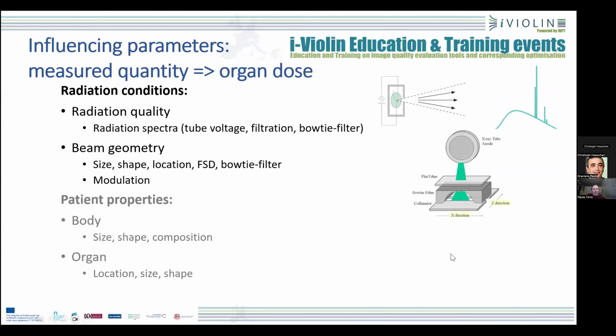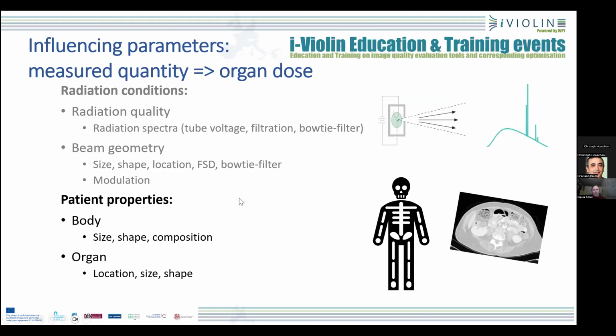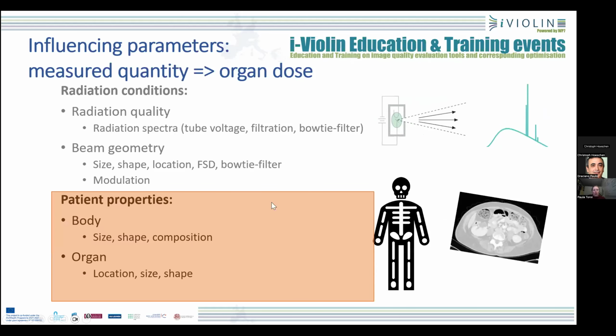Then we have covered partly the radiation conditions, because when we do these measurements in the phantom, they are partly covered. Of course, when we want to go to organ dose, we actually should take them into account specifically for that situation, because the beam is attenuated depending on the radiation quality. When we want to estimate the organ doses, we should take into account what spectra we are using. The other step is to take into account the patient properties, the body size and organ location.